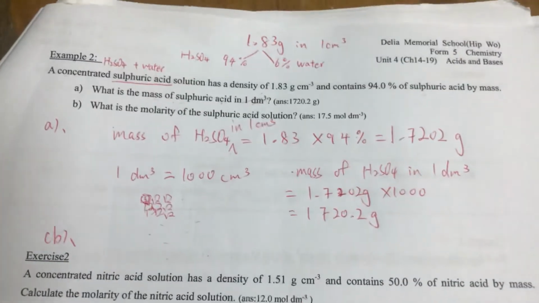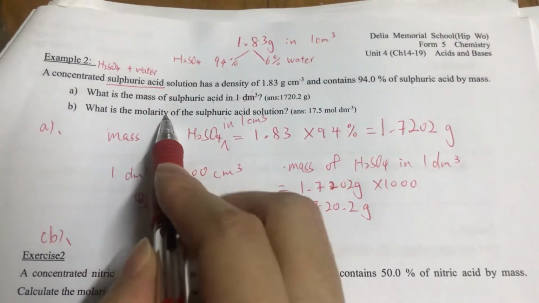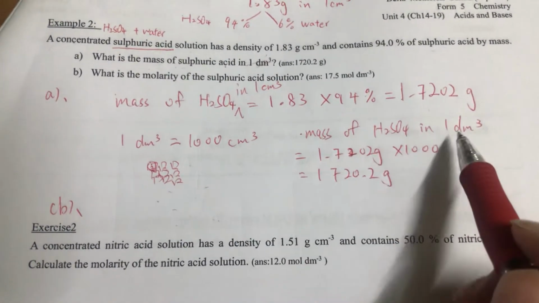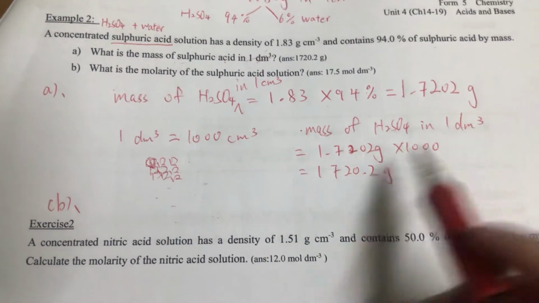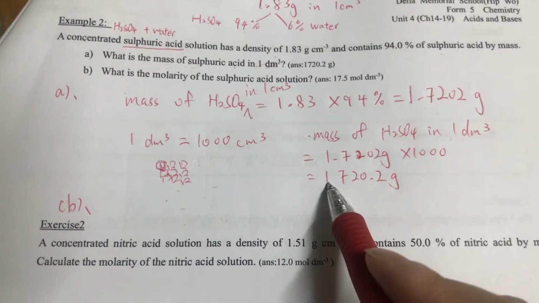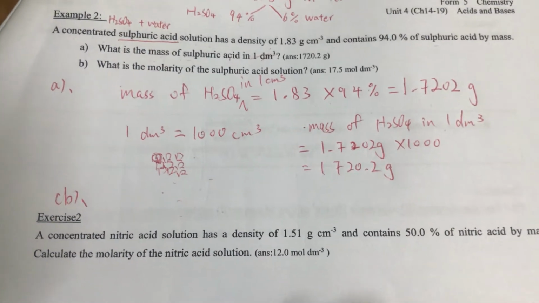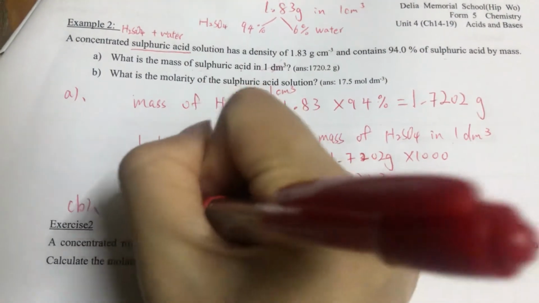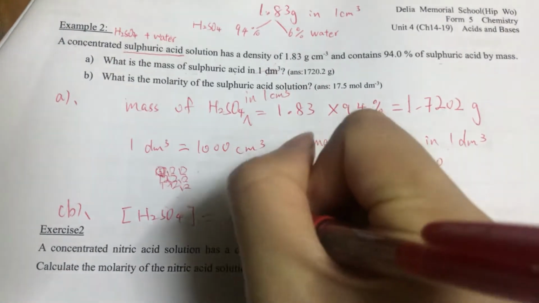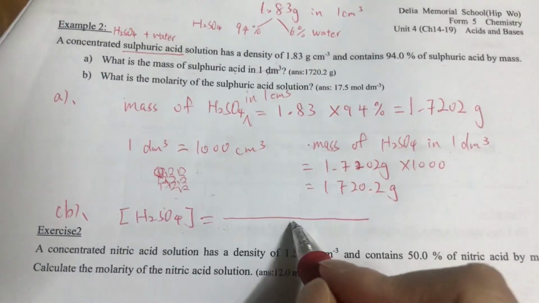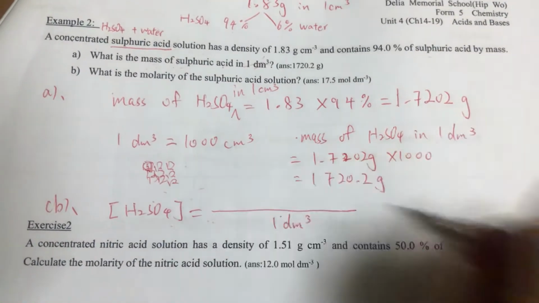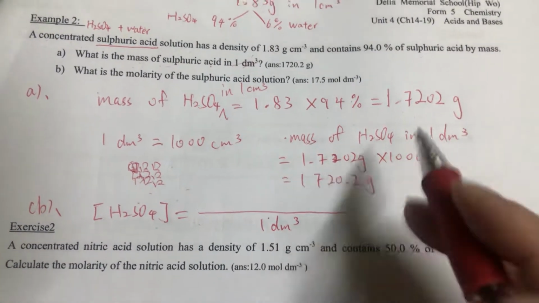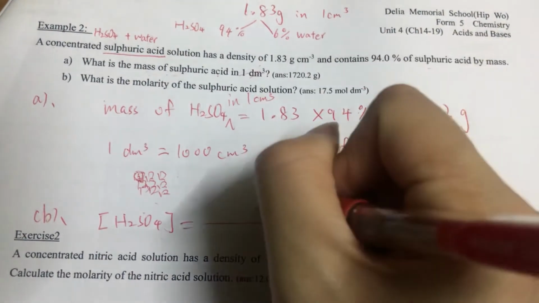Okay, and then now B. What's the molarity? Molarity means number of mole divided by volume, right? Now the volume is exactly 1 dm cube. And then you don't have the number of mole, you only have the mass. So how can you calculate it? So molarity of H2SO4 equals the number of mole divided by volume. Now the volume is 1 dm cube, and the number of mole will be the given mass over molar mass.